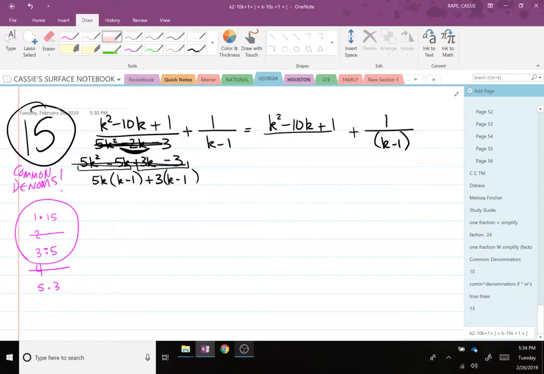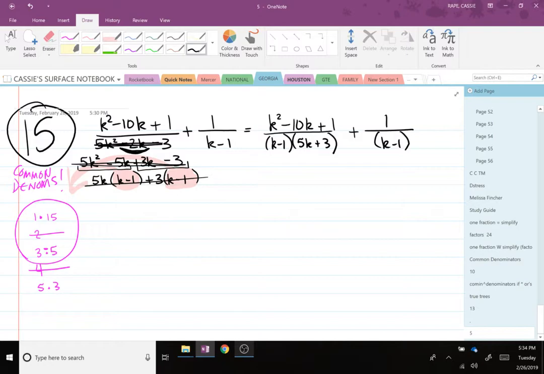Now, you will notice that both of these have k minus 1 as a common binomial factor, which I essentially undistribute by moving it to the front. So I'm going to bring k minus 1 to the front, and what's left if you take k minus 1 from those two terms is 5k plus 3. Now I've replaced that, so now everything is factored in the denominator.